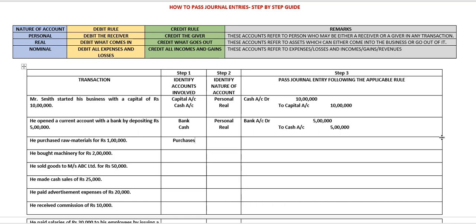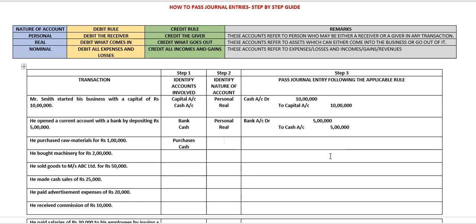So the account involved is purchases, and another account: he purchased raw material for 1 lakh. If it doesn't say anything, it means they have bought it for cash. So the account involved is cash. Now here we have to be careful. Whenever we purchase goods in the business for the purpose of resale, we treat it as an expense, believing that the goods will be sold and we will have sales, and the difference of sales and purchases along with other expenses will be profit.